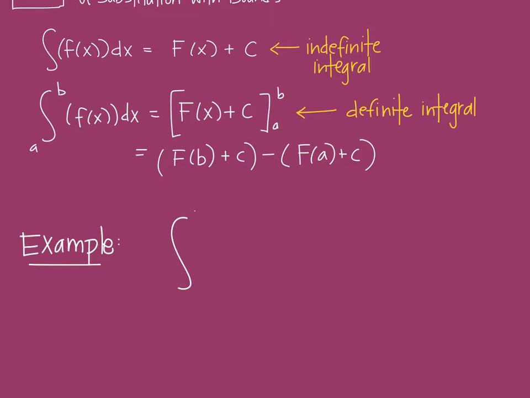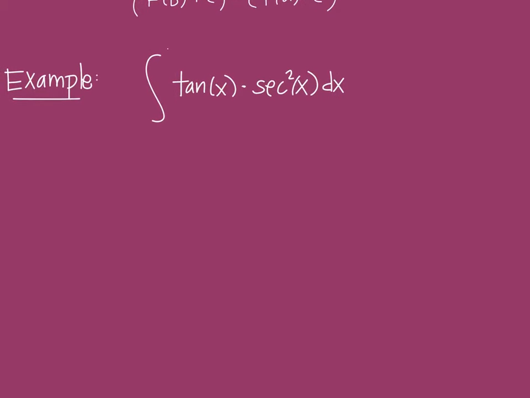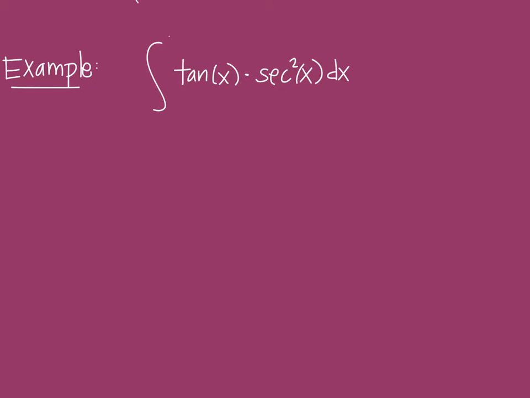So here's an example of a product. We talked about that yesterday. So tangent of x times the secant squared of x dx. Now first I want to make sure that we've chosen our u correctly for this. Okay, any suggestions from you guys? What do you think we should choose for u? Go ahead.